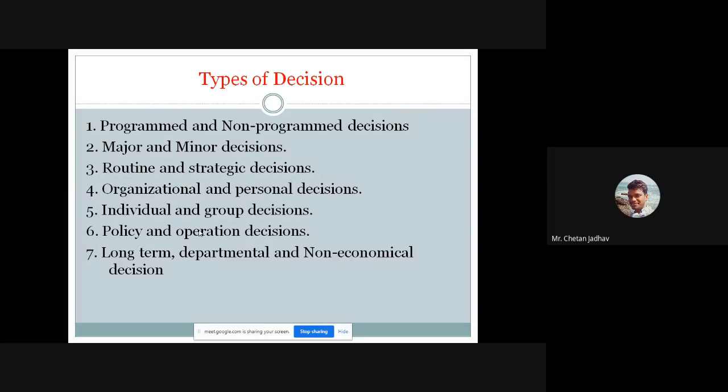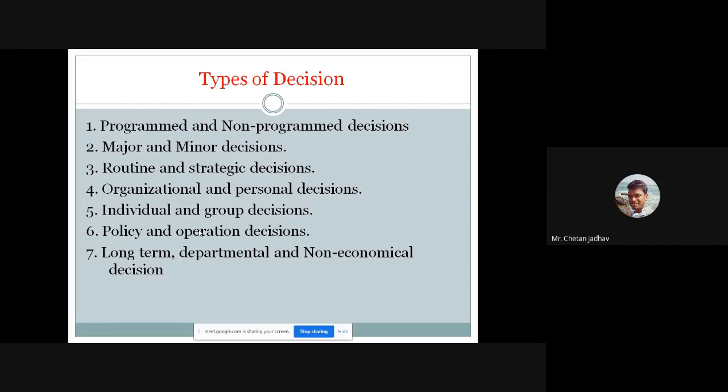So for that, any organization has already prepared different types of decisions, like programmed and non-programmed. Then some major decisions, minor decisions, they make one document regarding these decisions, which type of authority should take which type of decision. In this way, they have made one manual of their organization. Okay, then routine and strategic decision means sometimes we have to take the same decision daily or every day. So for that, they make a routine decision or strategic decision.